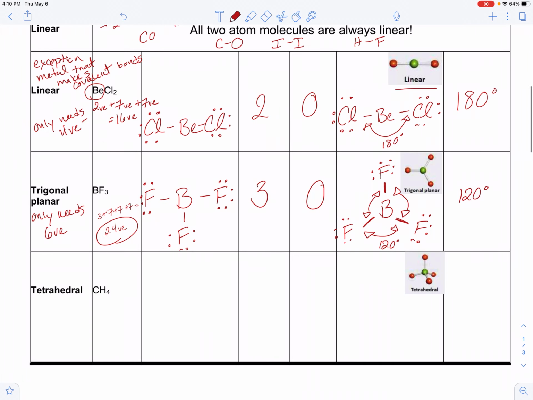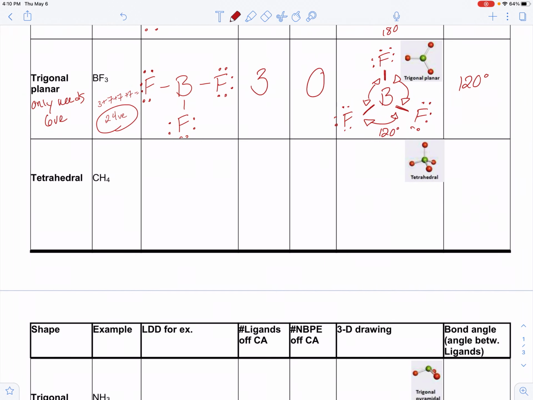All right, so let's do our next shape. So we already did one like this in the notes. Carbon goes in the middle. It becomes surrounded by hydrogen.